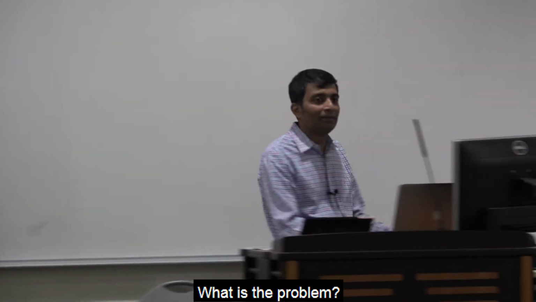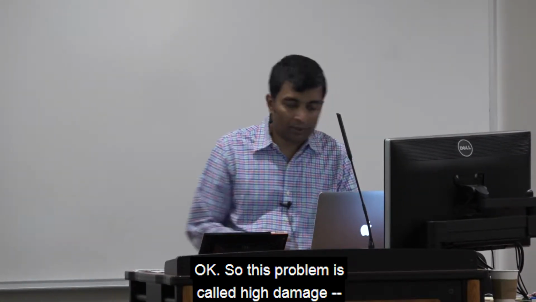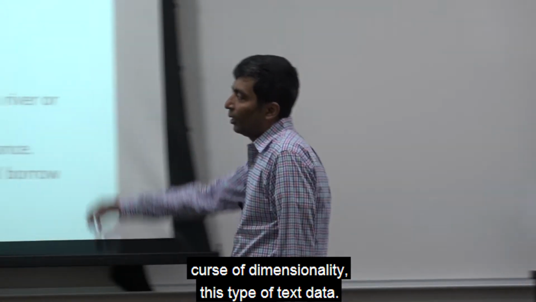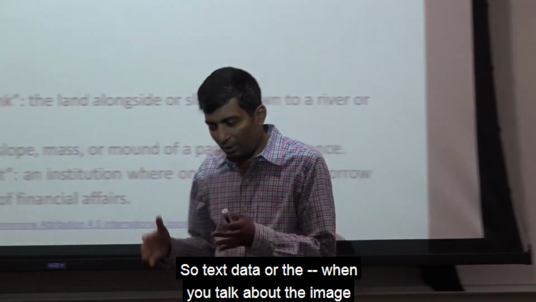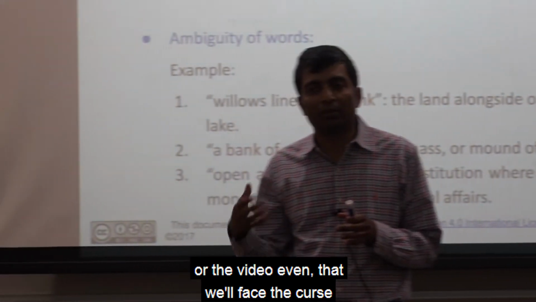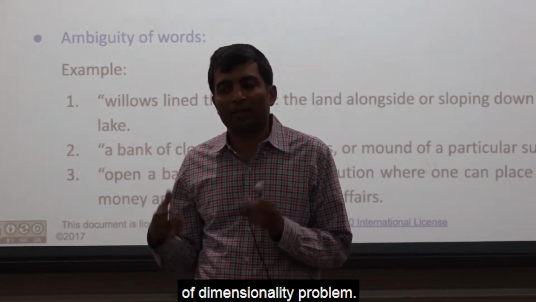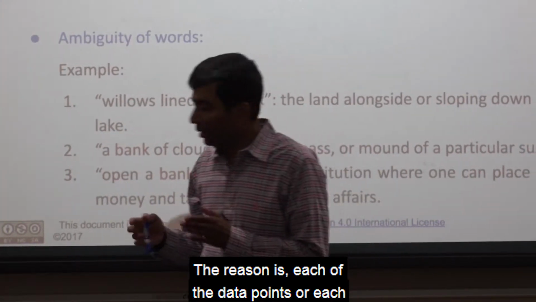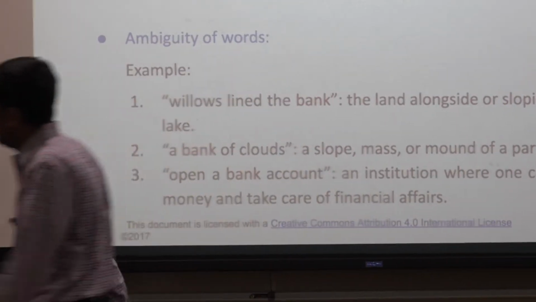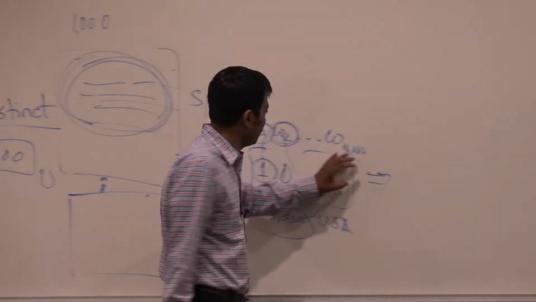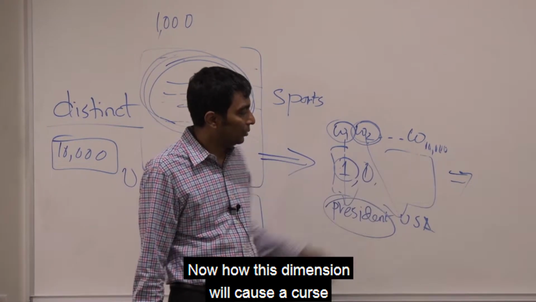So what is the problem? This problem is called the curse of dimensionality for this type of text data. So text data, or when you talk about images or even video, will face the curse of dimensionality problem. The reason is each data point, or each document, will be represented as a vector, and in this case the vector will have many dimensions, 10,000 dimensions.